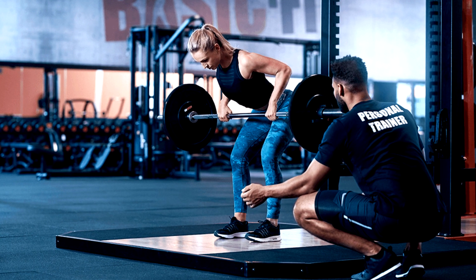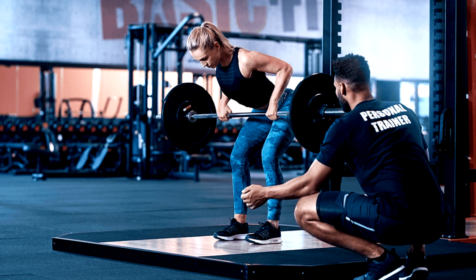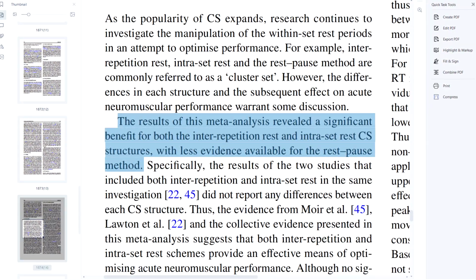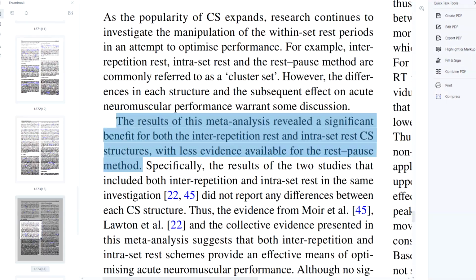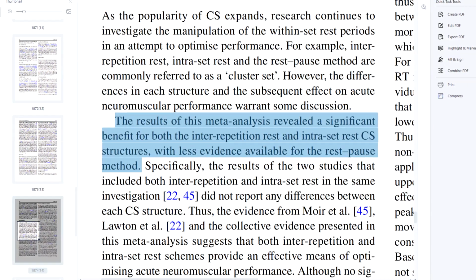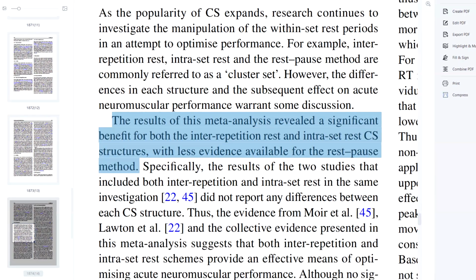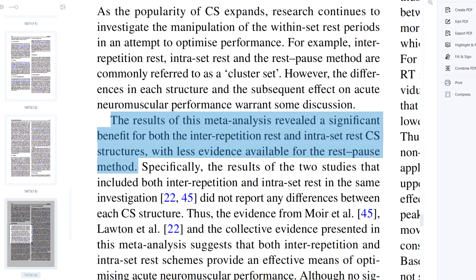It's important to note that there are many ways that you can implement cluster sets. Many models, many coaches have different methods, for example. And indeed, Latella 2019 state that the results of this meta-analysis revealed a significant benefit for both the inter-repetition rest and intra-set rest cluster set structures, with less evidence available for the rest-pause method. So there's just a few different cluster set methods mentioned there.